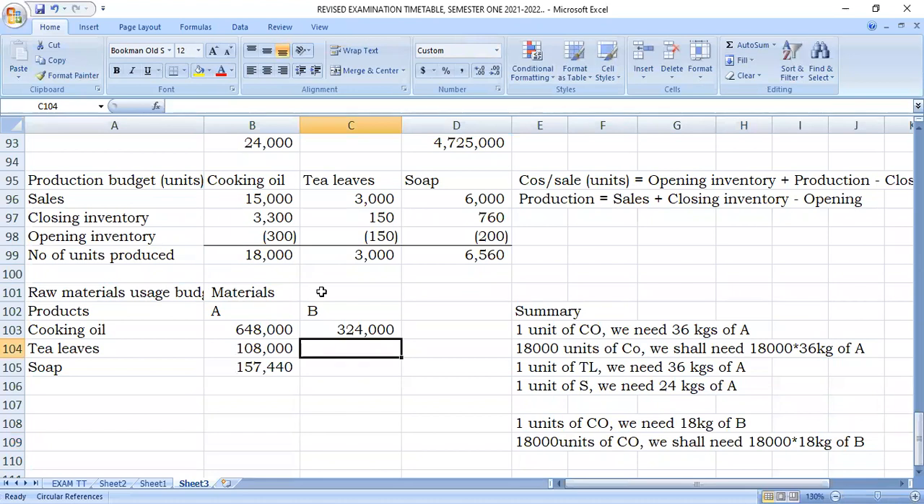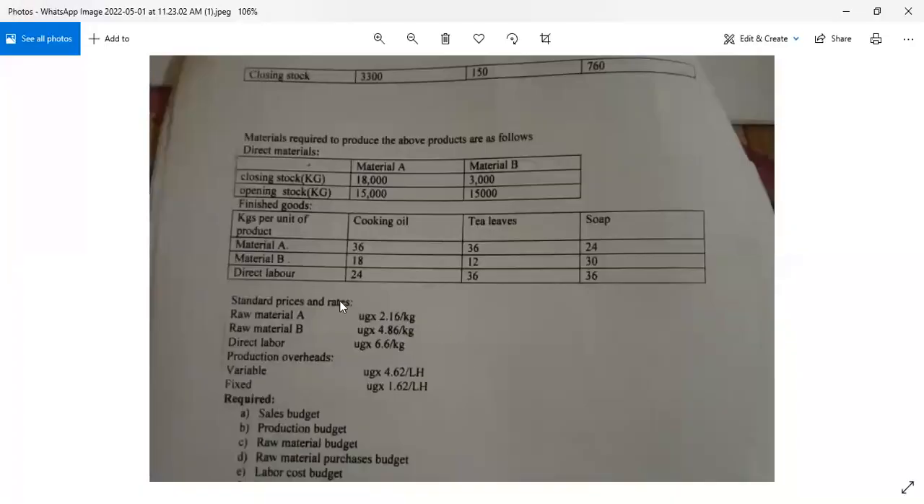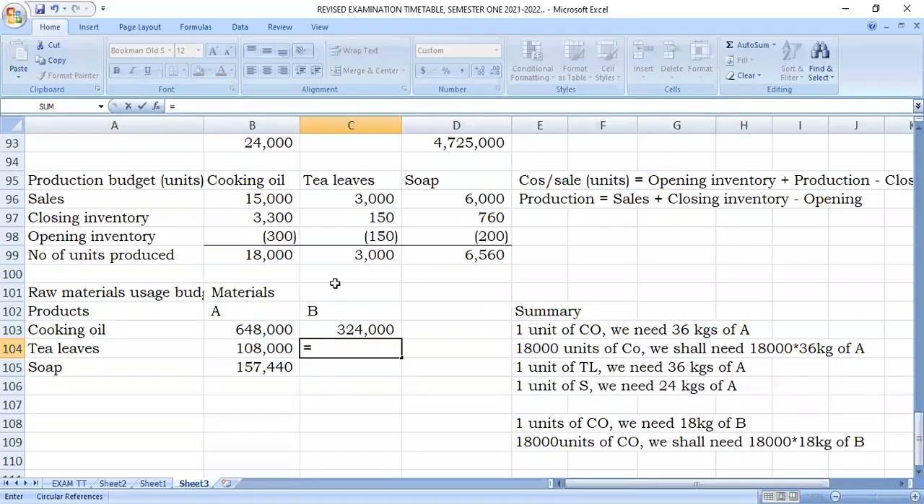Then we look at tea leaves as far as B is concerned. What happens? For tea leaves, we're saying that as far as material B is concerned, you need 12 kgs to produce a single unit of tea leaves. Hence, we shall need 3,000 times 12 kgs of material B to produce the demand of tea leaves.